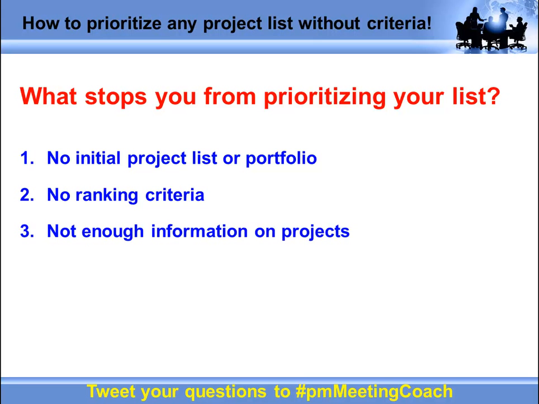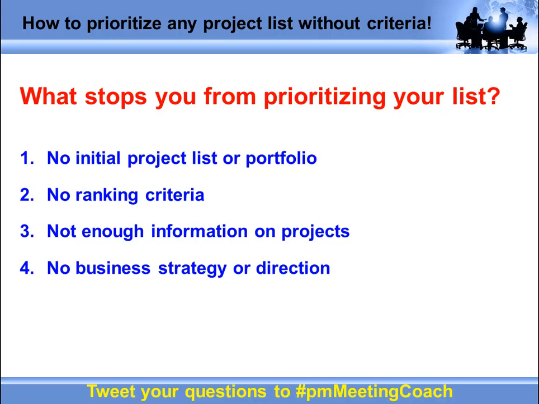Number three, you have a list. Maybe you even have some criteria that you want to use, but you don't have enough information regarding the projects that are in the portfolio or on the list. The technique that I use will not stop you even if you don't have enough information. In fact, these steps work even better if you don't have a lot of information.